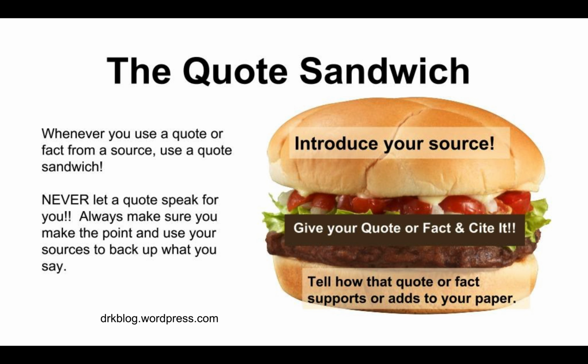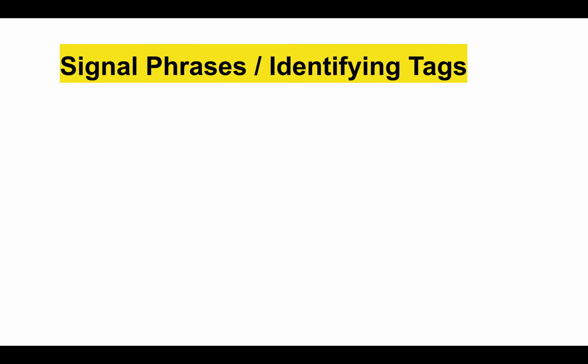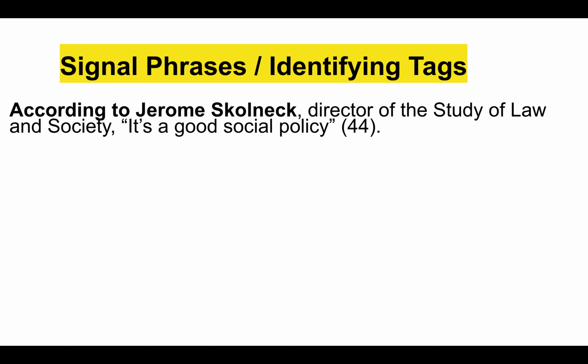So every time you incorporate a quote in a paper, I'm going to be looking for that quote sandwich. A really nice introduction, the quote itself, the citation, and then coming in afterwards and giving a little bit of explanation as to what you want your readers to understand about that quote. The best way to incorporate a quote is to use one of these things we call signal phrases or identifying tags. Same concept, two different vocabularies to talk about it.